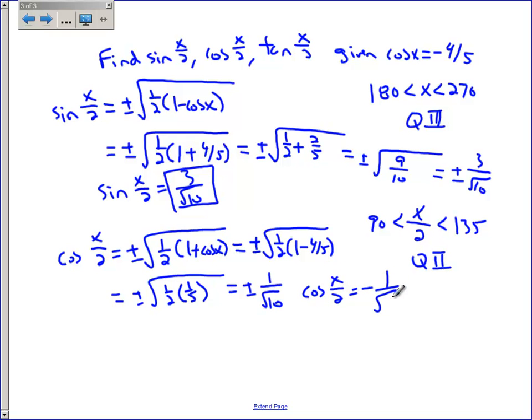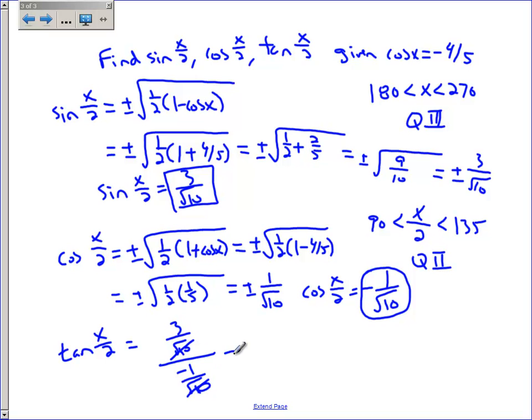Okay. And the last value is tangent of x over 2. Well, since I just went through all this trouble of finding sine of x over 2 and cosine of x over 2, then I can find tangent by doing sine divided by cosine. So I'm going to do the sine value divided by the cosine value, and you flip it over and multiply, those square roots of 10s cancel, and we get -3. Of course, you could plug it into the formula, but I don't see why you would do that.